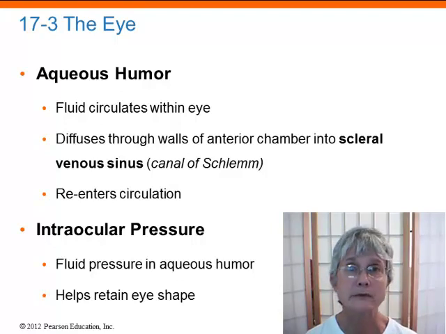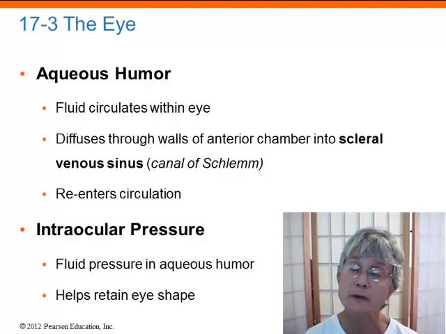Intraocular pressure is required to keep the vitreous pushing against the retina enough to hold the retina in place. If the vitreous detaches from the retina, then the retina detaches. A detached retina can cause blindness because you're cutting the retina off from its blood supply.